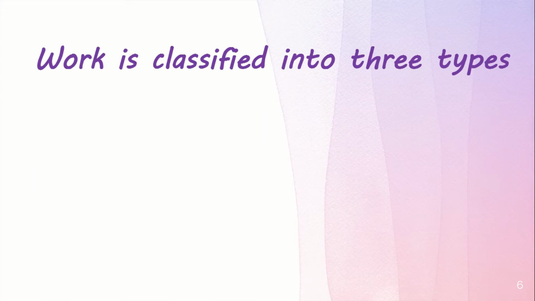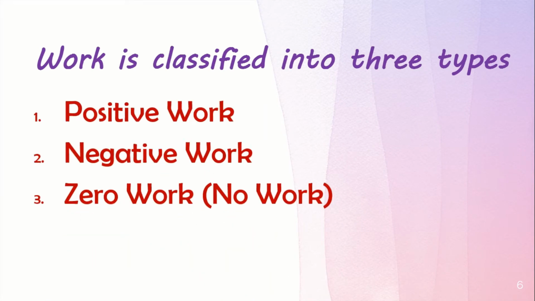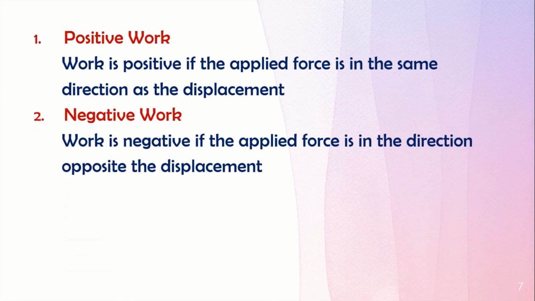Work is classified into three types. The first, positive work, second, negative work, and the third, zero work or no work. Work can be positive or negative depending on whether the force is in the same direction as displacement or in the opposite direction. Positive work. Work is positive if the applied force is in the same direction as the displacement. Negative work. Work is negative if the applied force is in the direction opposite the displacement.